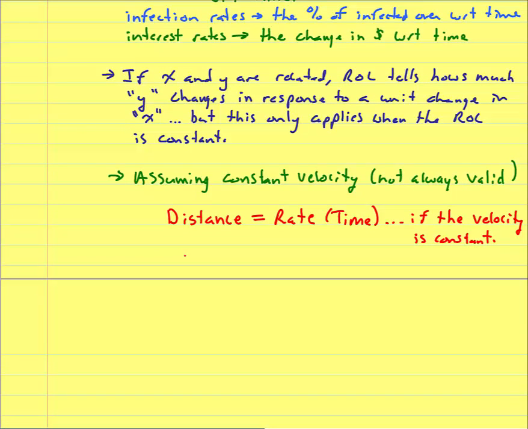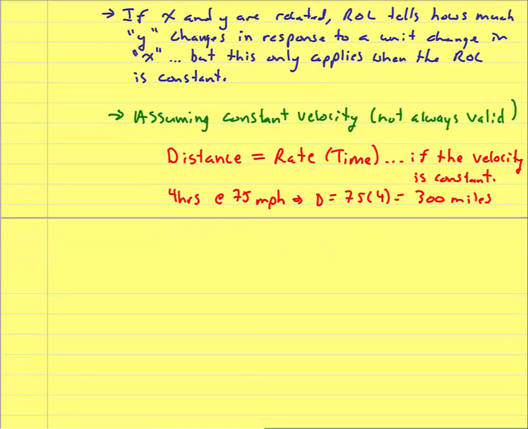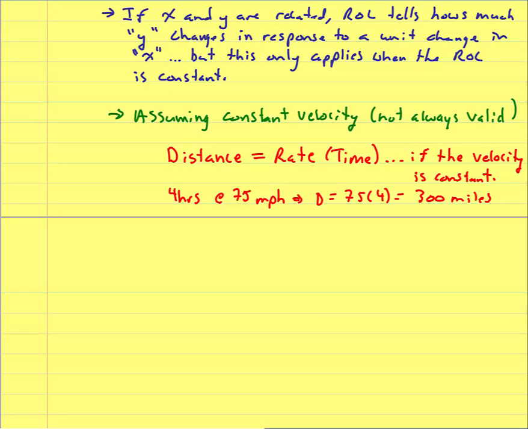So again, let's go ahead and look at that simple case. 4 hours at 75 miles per hour. I'd have distance equals 75 times 4, which would be 300 miles. Okay, so that's again assuming that the velocity is constant.